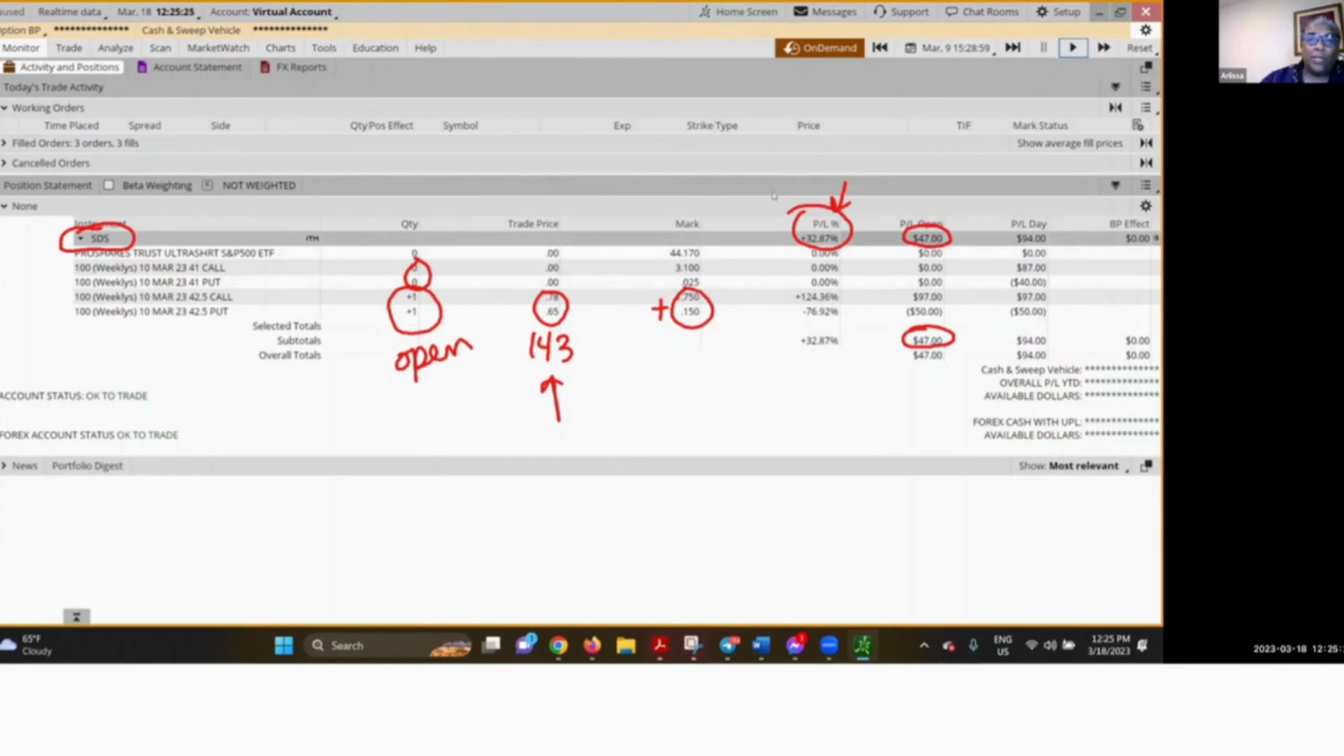Let me show you what this trade is now worth. How do we get that $47? Well, we paid $143, right? We add these together, and our trade is now worth $190. So the difference between these two is the $47 of profit. We entered this one on Tuesday, and it's ready to exit on Thursday.